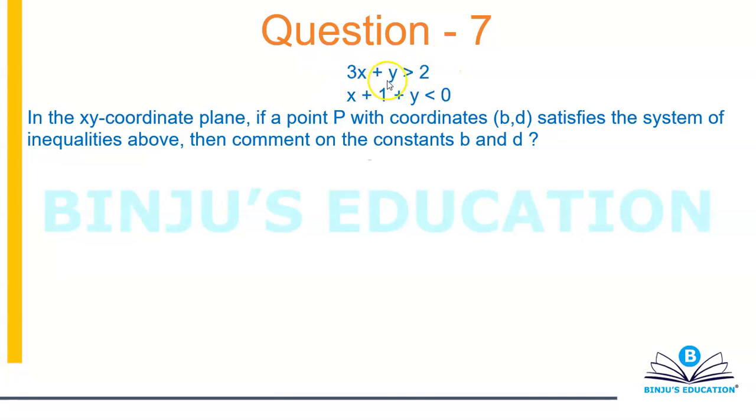So this is 3x plus y is greater than 2. The first inequality I can write as y is greater than minus 3x plus 2. The second one is x plus 1 plus y is less than 0, so y is less than minus x minus 1. So rather than writing it like this, I do expect you to write the equation like this. Now we have to draw this. There is no other way out.